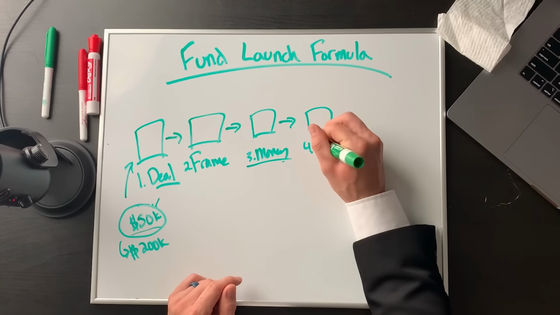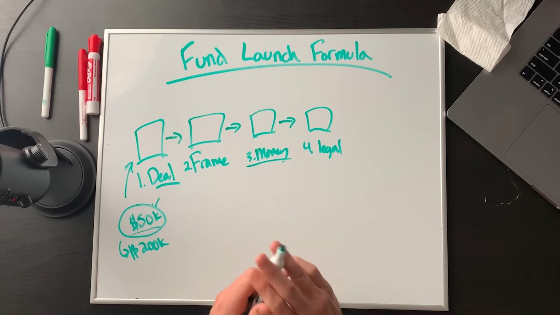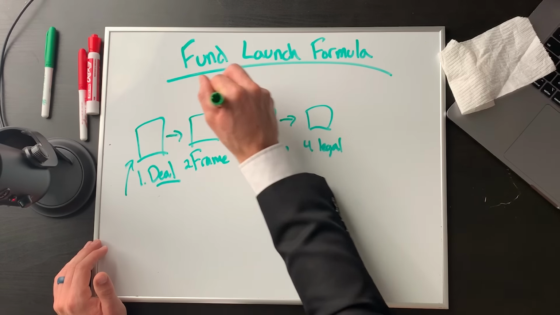Step 4, last step would be legal docs. Now, this is the same, by the way, if you're launching a fund or a syndicate. We'll go into that in just a second. Okay, so there's the fund launch formula, 4 steps. Find a deal, frame it out, find the money. And guess what? If you don't find money, that's okay. Go back to the start. Just loop on back to the beginning and you can go find another deal. Maybe your deal just wasn't good enough. And come back to those investors.